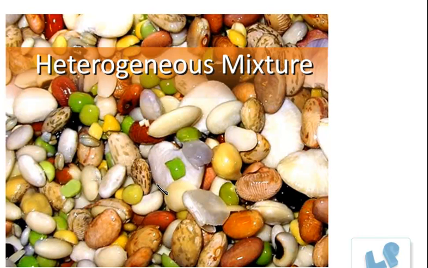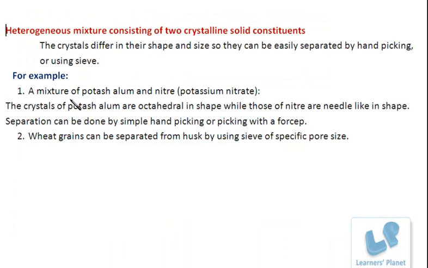Sieve you must have seen. In order to separate sand from pebbles, what is used is a sieve with broader pores. In order to separate tea leaves from tea, what is used is a sieve. It is easy to separate a heterogeneous mixture consisting of two crystalline solid constituents. Why? Because the crystals differ in their shape and size. So they can be easily separated by hand picking or using a sieve.